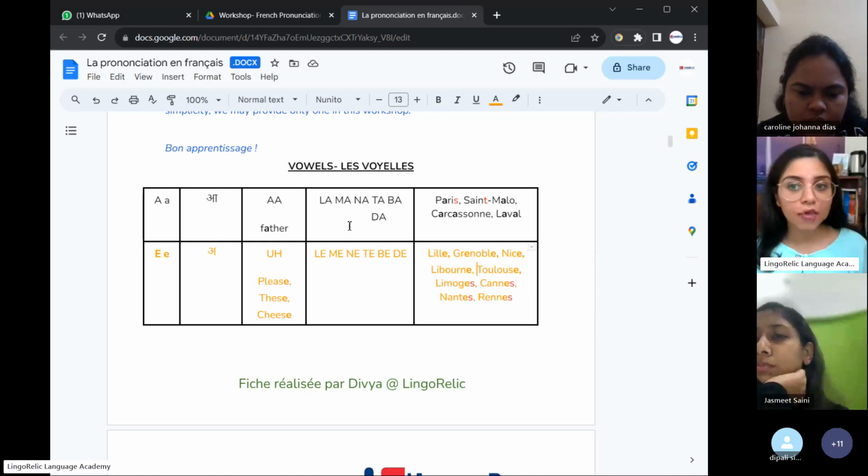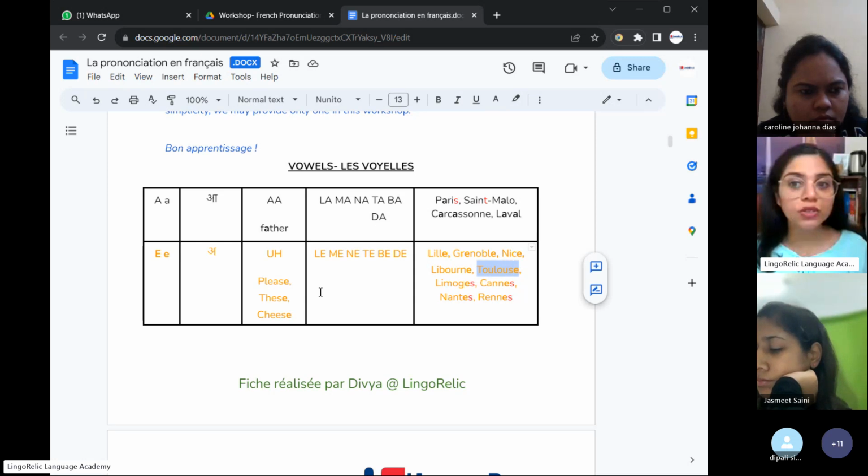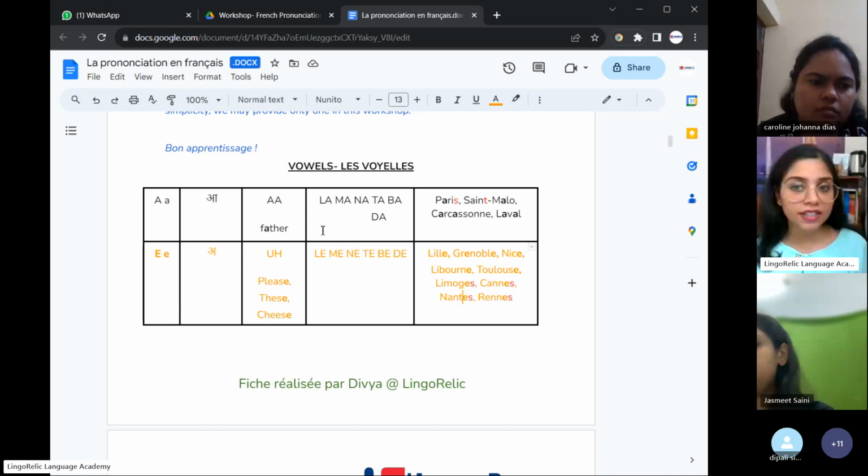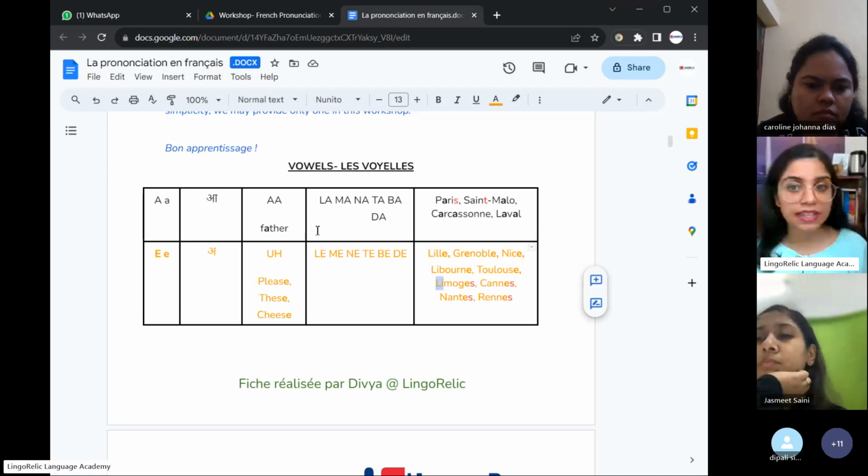Next one I'm going to pronounce, this is my first syllable, it should be tou, second syllable lou, and my third syllable should be ze. So it becomes Toulouse. Toulouse. Another city name that I have selected here is Limoges.